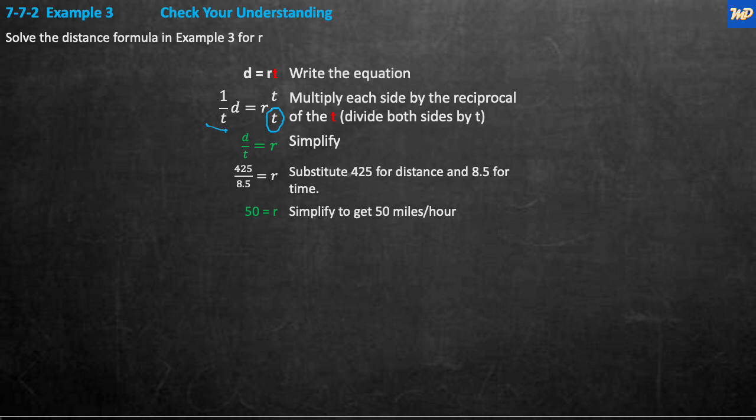425 divided by 8.5 is equal to r. And what is that equal to? Well, guess what? It equals 50, just like the other problem said. So r is equal to 50. So we've solved this a couple different ways, the same problem.